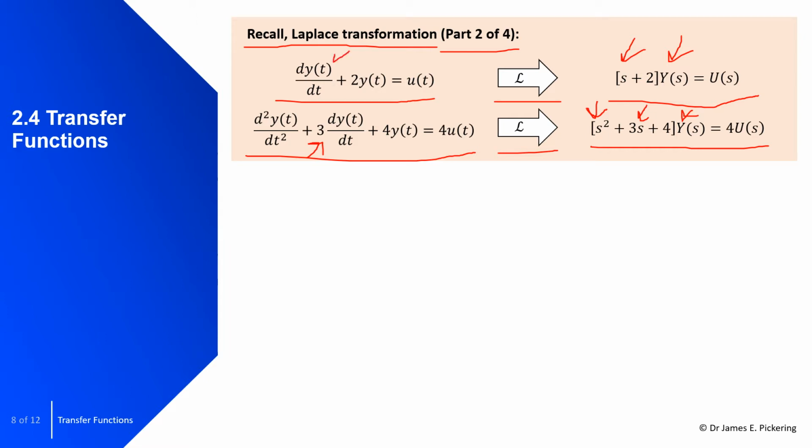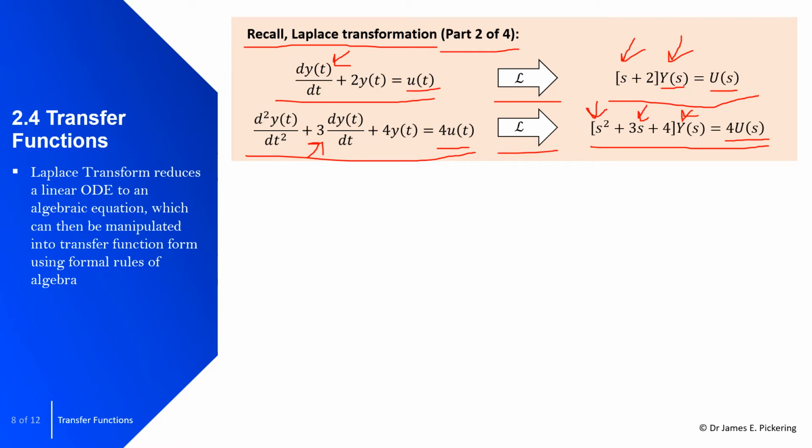So just recall y of t, when we undertake the Laplace transformation, just becomes y of s. And likewise for the input, which here is u of t for the first order, and 4u of t for the second order, becomes capital U of s and 4U of s.